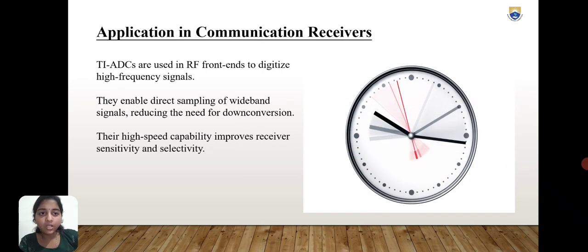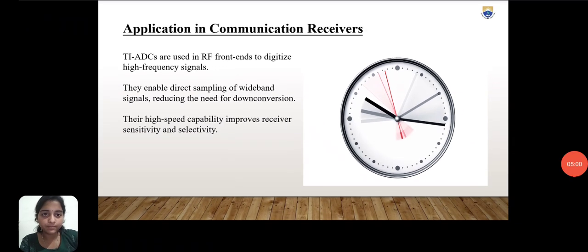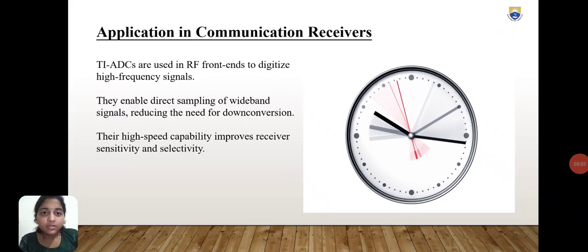Applications in communication receivers. TI ADCs are used in RF frontends to digitize the high frequency signals. They enable direct sampling of wideband signals, reducing the need for down conversion. Their high speed capability improves receiver sensitivity and selectivity.